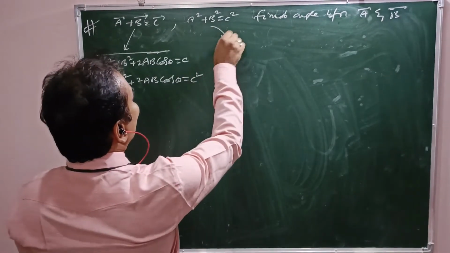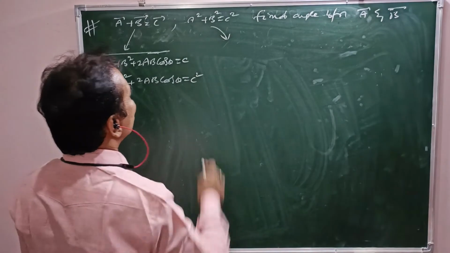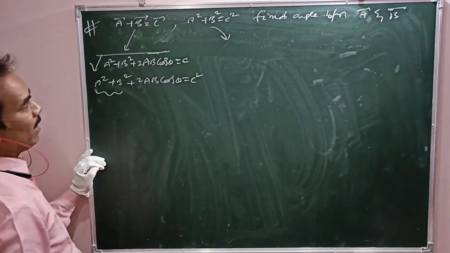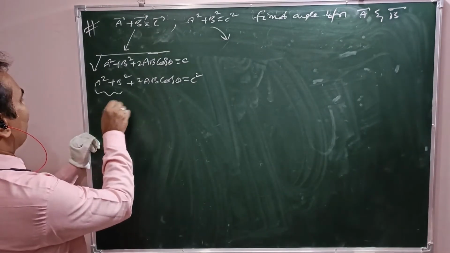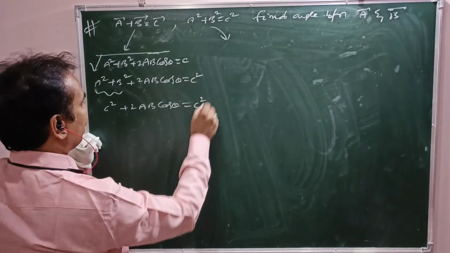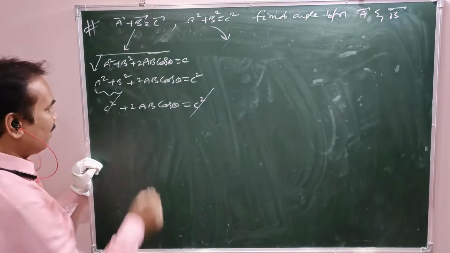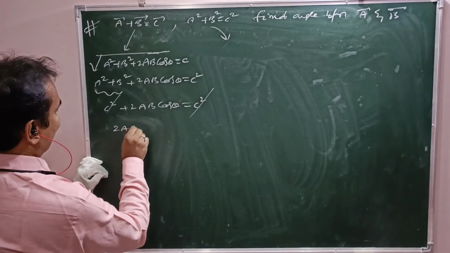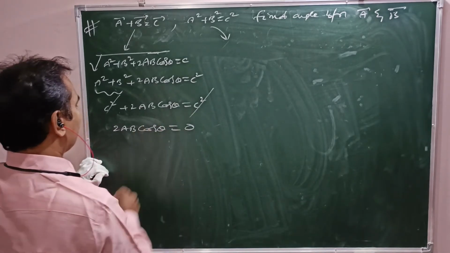Now, from this relation, we can write a square plus b square equals c square from the data. Am I right? That is, c square plus 2ab cos theta equals c square. C square cancels. We are left with 2ab cos theta equal to c square minus c square, that is 0.